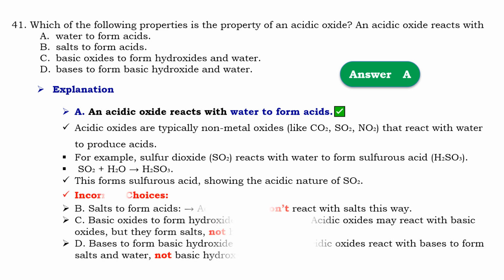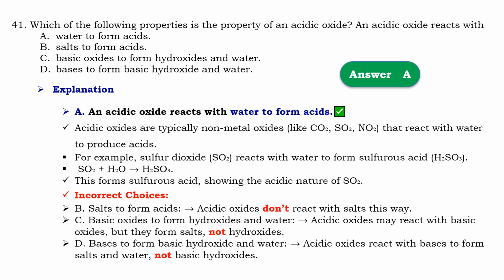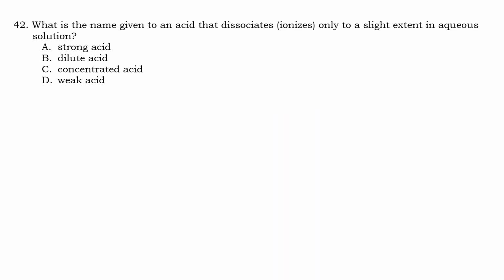When we look at other options, option B, salt to form acid: an acidic oxide does not react with salt in this way. Option C, basic oxide to form hydroxide and water: an acidic oxide may react with basic oxide but they form salt, not hydroxides. Option D, bases to form basic hydroxide and water: acidic oxides react with bases to form salts and water, not basic hydroxide. So that will be perfectly A.